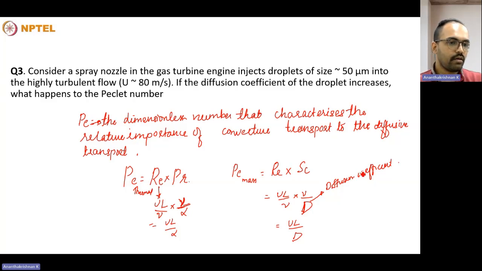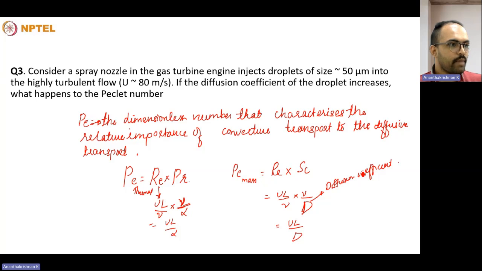So the Schmidt number and Prandtl number, in the physical sense, mean the relative importance of the momentum or hydrodynamic boundary layer to the thermal boundary layer in the case of the Prandtl number, and in the case of the Schmidt number, the hydrodynamic boundary layer to the concentration or mass transfer boundary layer. So in our case, it's a diffusion coefficient. It's a mass transfer problem.